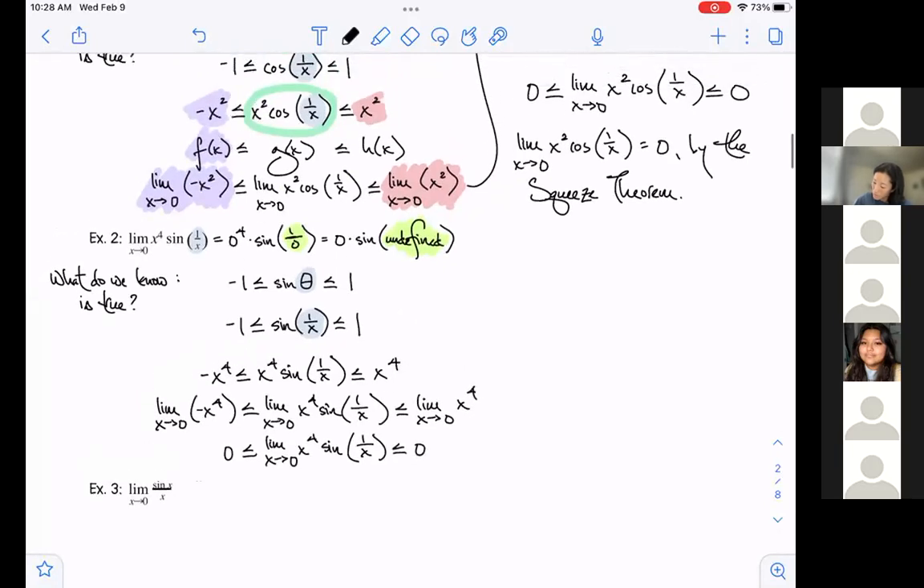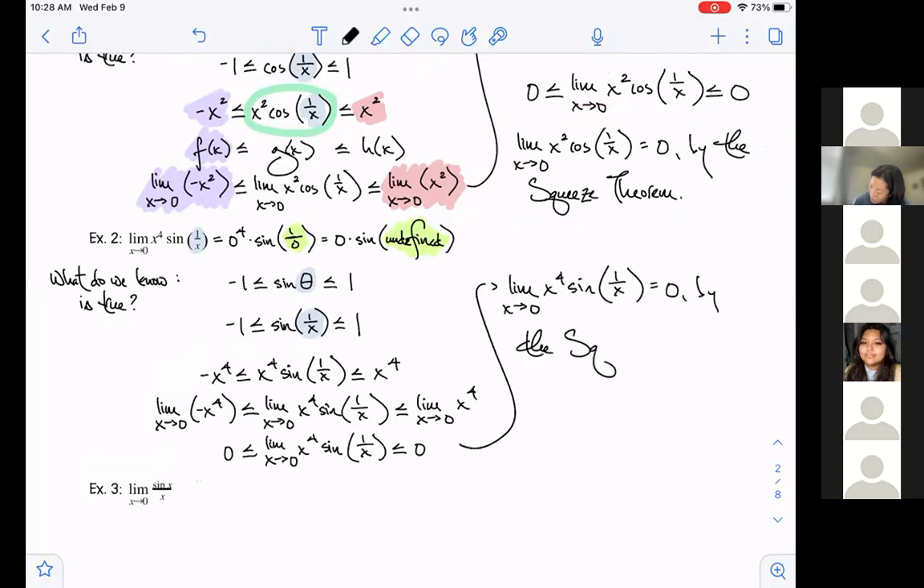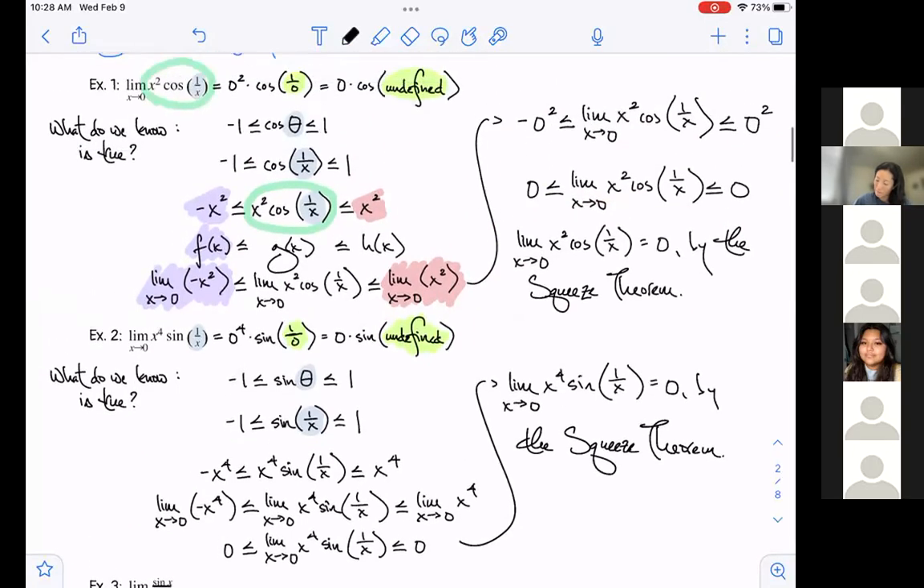And so we finish off by saying something like this. The limit as x approaches 0 of the thing we want is 0 by the squeeze theorem. We want to make sure that we finish answering the question. The limit as x approaches 0 of x to the 4th sine of 1 over x equals 0 by the squeeze, or you could write sandwich theorem.